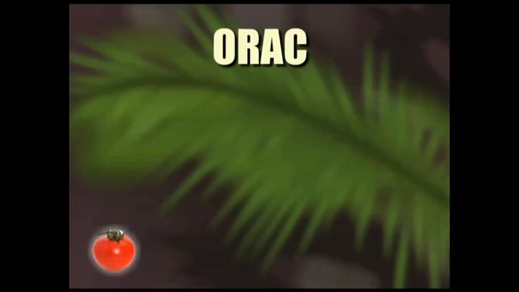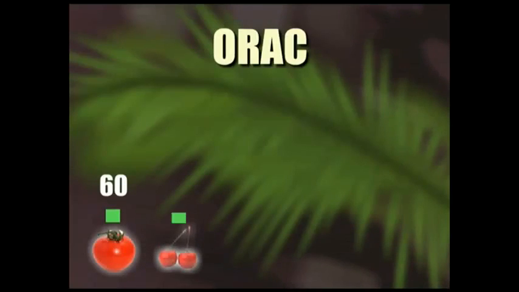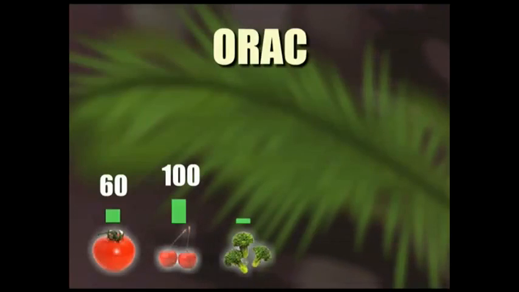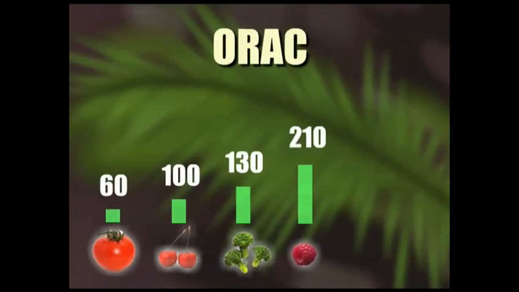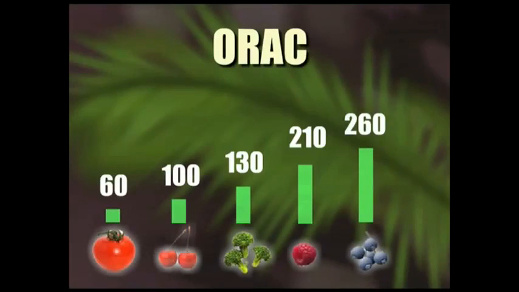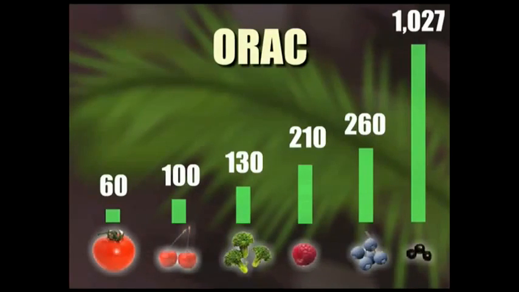Let's start by looking at a tomato. Its ability to pacify the free radicals in our system was measured using the ORAC test and received a score of 60. A cherry was tested and its ORAC value turned out to be 100. How about some broccoli? It was tested resulting in an ORAC score of 130. A red raspberry tested at 210. A wild blueberry received a score of 260. Now let's look at how the acai berry stacks up using Monavie's patented process. It received an ORAC score of 1027.